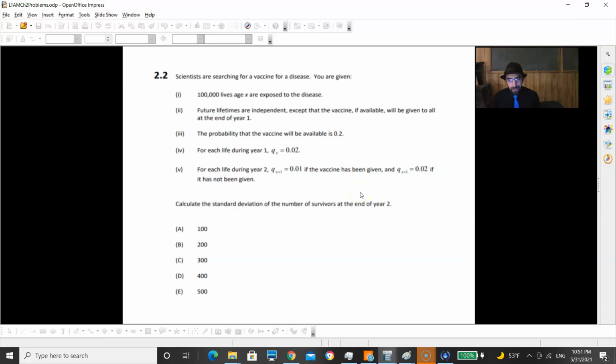Problem 2.2. This one feels strangely relevant given recent events.